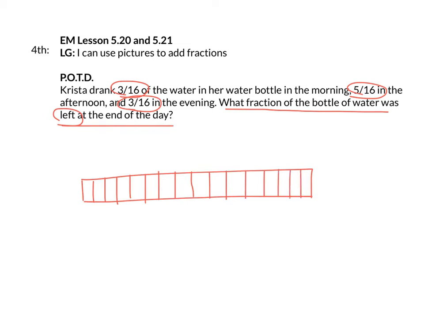Okay, good. Now I can show that in the morning, she first drank 3/16. And not only will I shade it in, but I'm going to label that she drank 3/16. Then she drank another 5/16. So 1, 2, 3, 4, 5. I'll shade those in. I'm going to label that that's 5/16. Then in the evening, she drank another 3/16. So I will label and shade in 3 more 16ths.